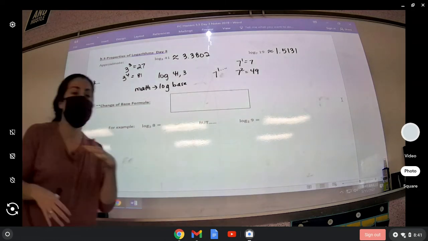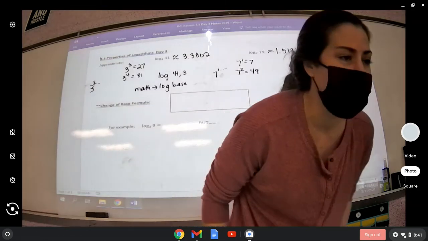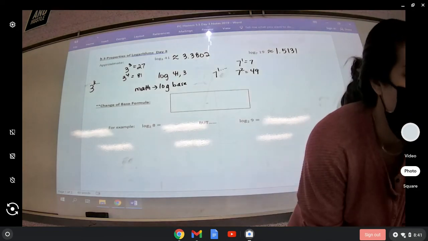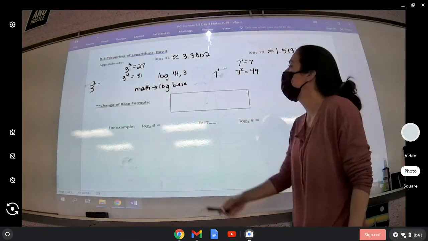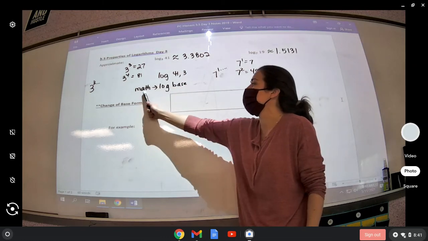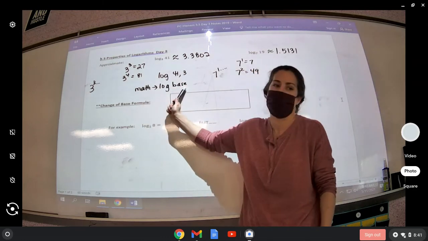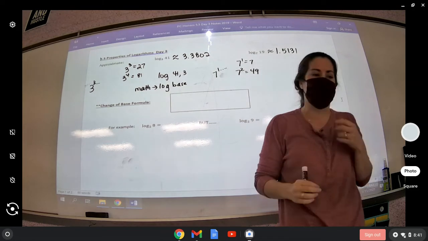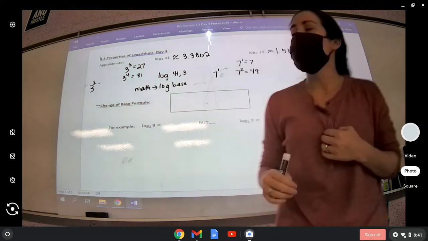All right, so guys, there is going to be, oh, go ahead, Michael, do you have a question? I'm sorry, I can't read what it says next to log under the log. This says log 41, 3, and this says the math key to the log base button. I was just showing you the keys on your calculator. All right, thank you. You're welcome.